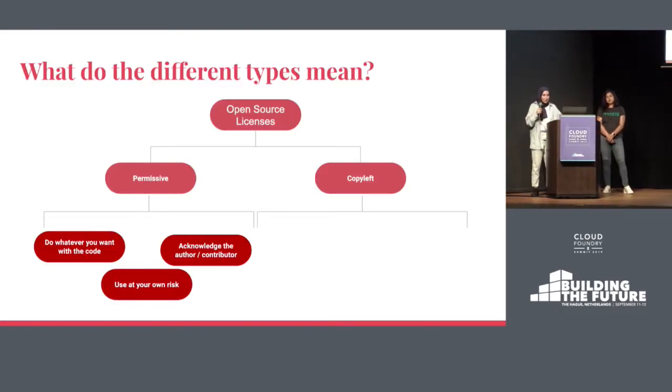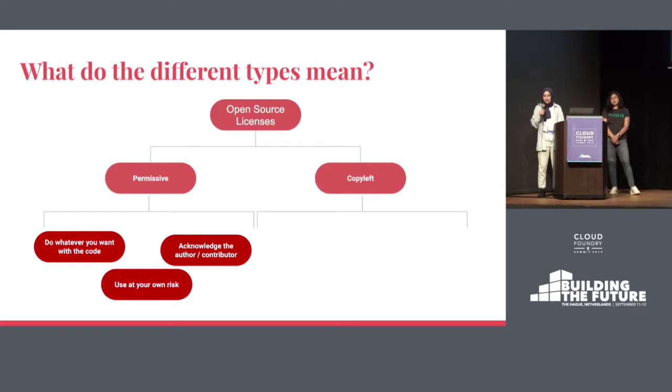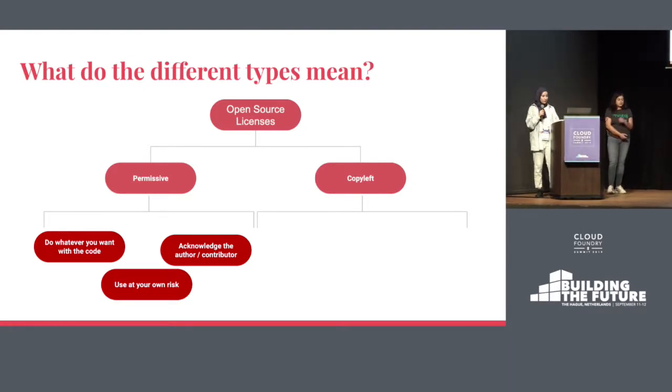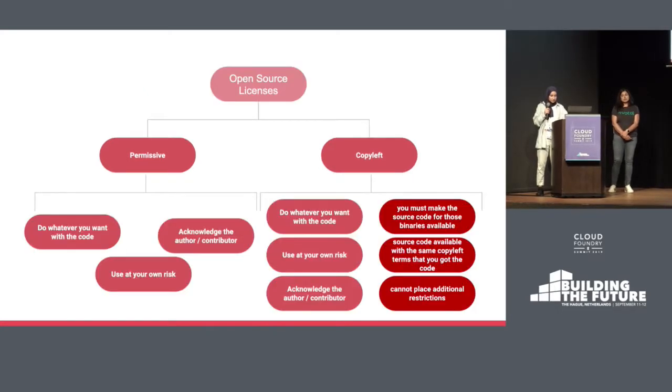And basically, what do all these licenses mean? Like, what does it really mean to pick one license versus the other? Well, if you pick a permissive license, then you have basically three simple rules. You can do whatever you want with the code, as long as you acknowledge the author and contributor, and as long as you know that you're using it at your own risk. So there's no guarantee that anyone's going to support it or provide bug fixes or anything like that.